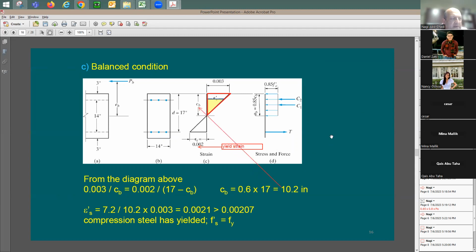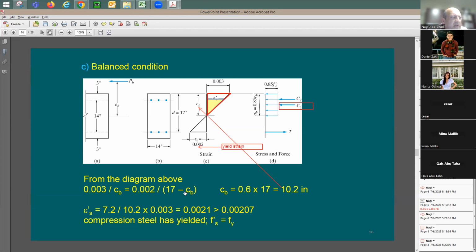Figure out the C. Once you have the C, you can also figure out A, which is 0.85 of this. Take 10.2 times 0.85, it gets you the compression block depth. Why do you need the compression block depth? Because it's going to help you with the C1 value, the compression force in the concrete.